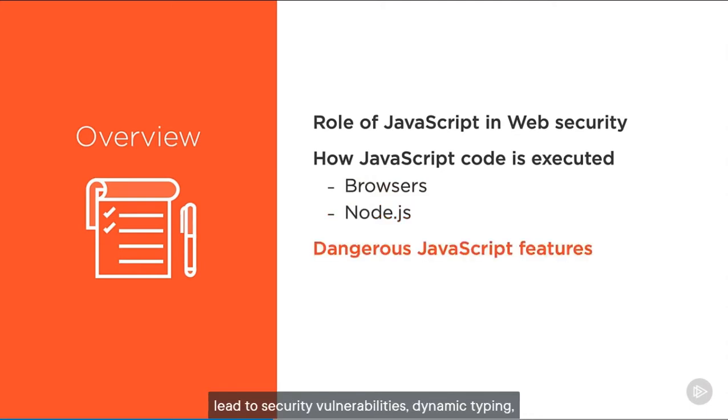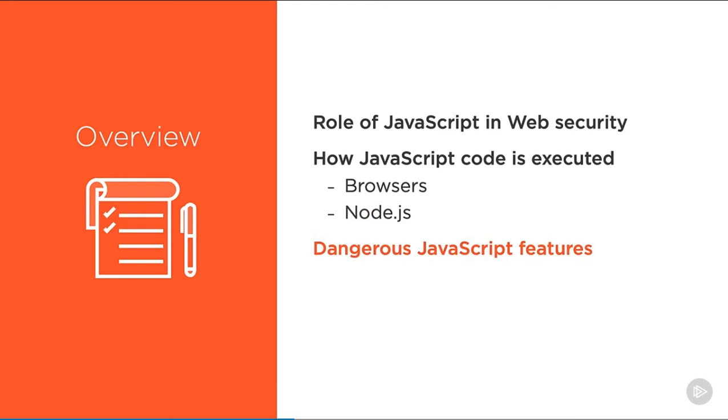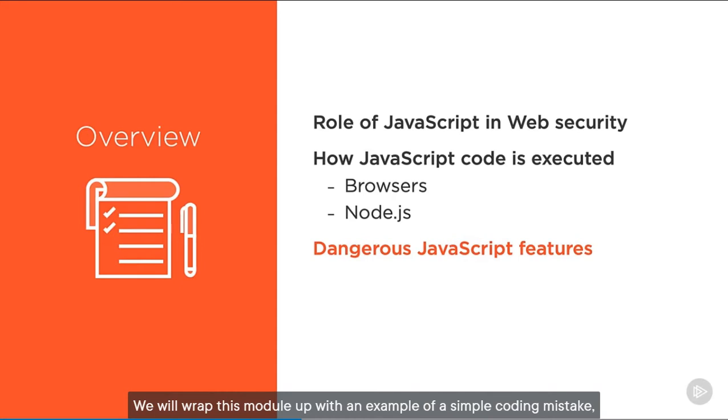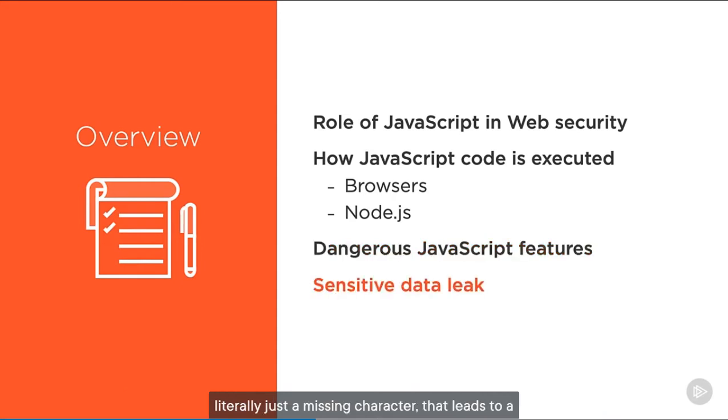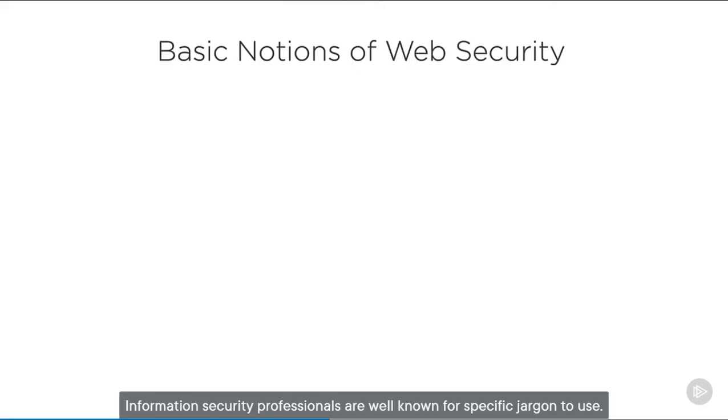Then, we will look at language features that may lead to security vulnerabilities: dynamic typing, dynamic code execution, and prototypal inheritance. We will wrap this module up with an example of a simple coding mistake, literally just a missing character, that leads to a significant leak of sensitive data.